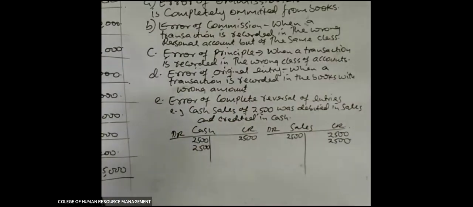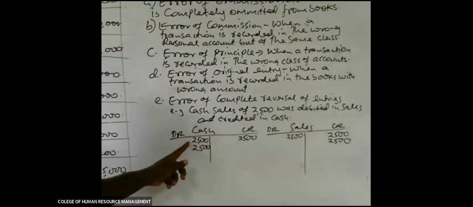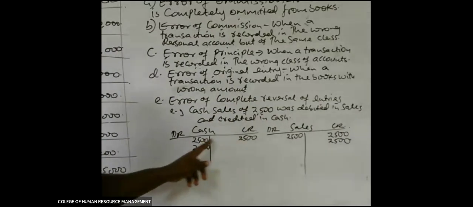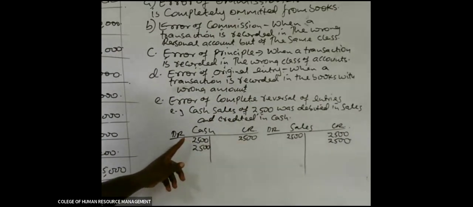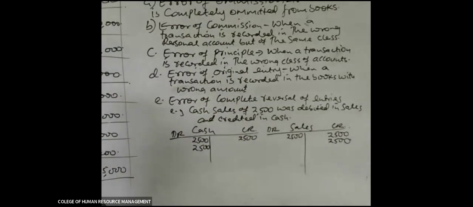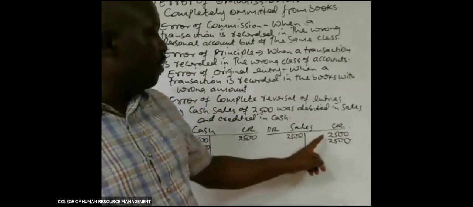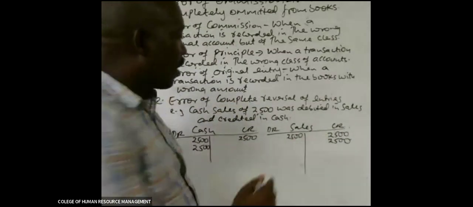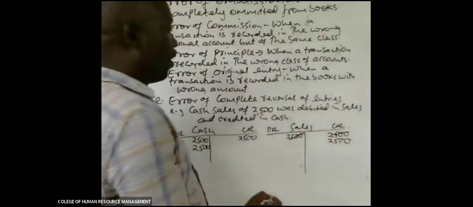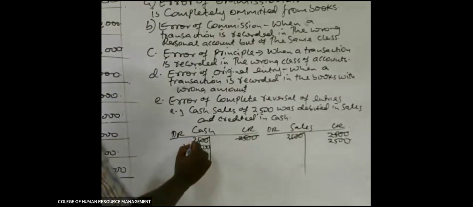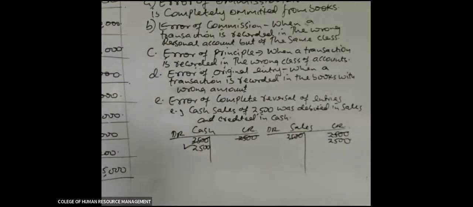Why are we using double the amount? Because we are reversing and then recording. This amount is on the wrong side. We need to reverse it. But as we reverse it, we also need to record the 2,500, which was supposed to be debited in cash. Sales was supposed to be credited, but we debited. So we reverse this so that we can cancel. This one is only for canceling this. Then this one is for recording. We cancel, then we record. So we shall be using double the amount.